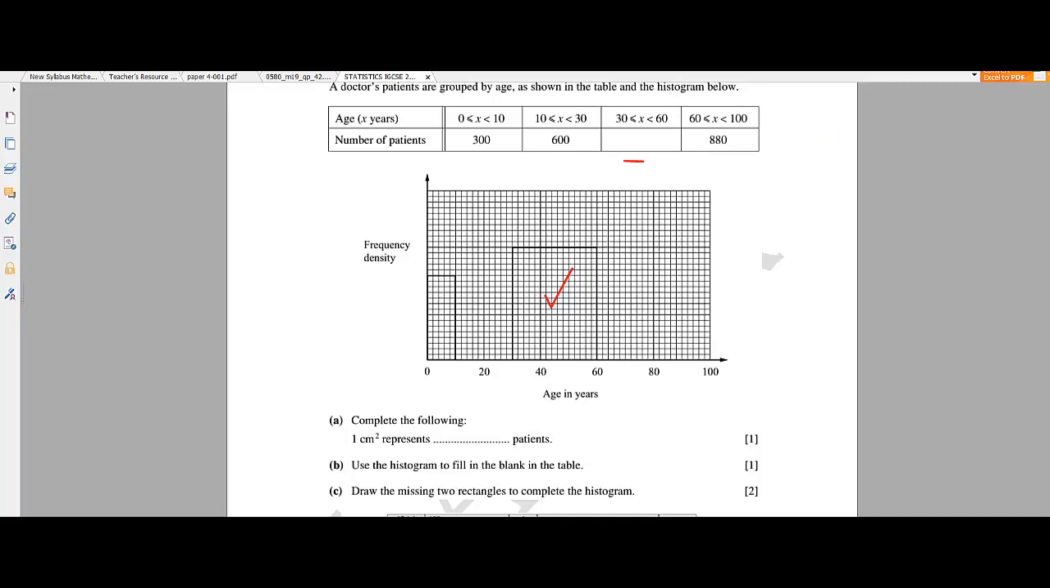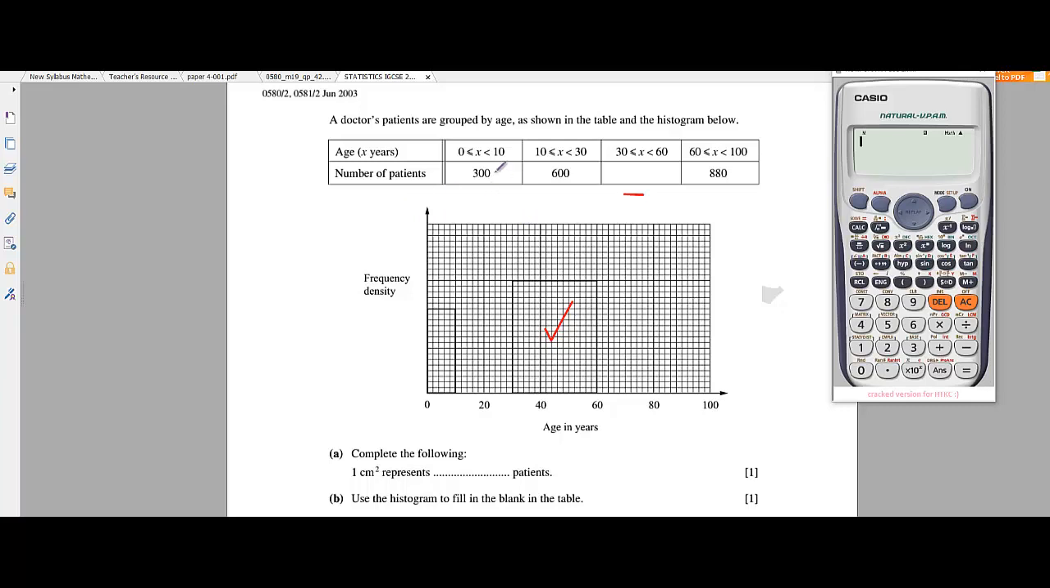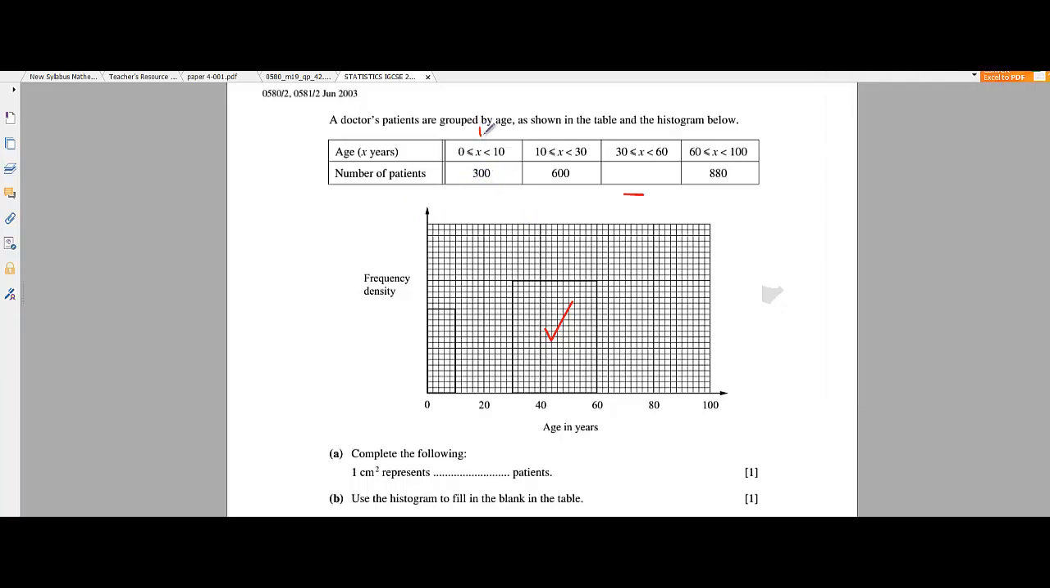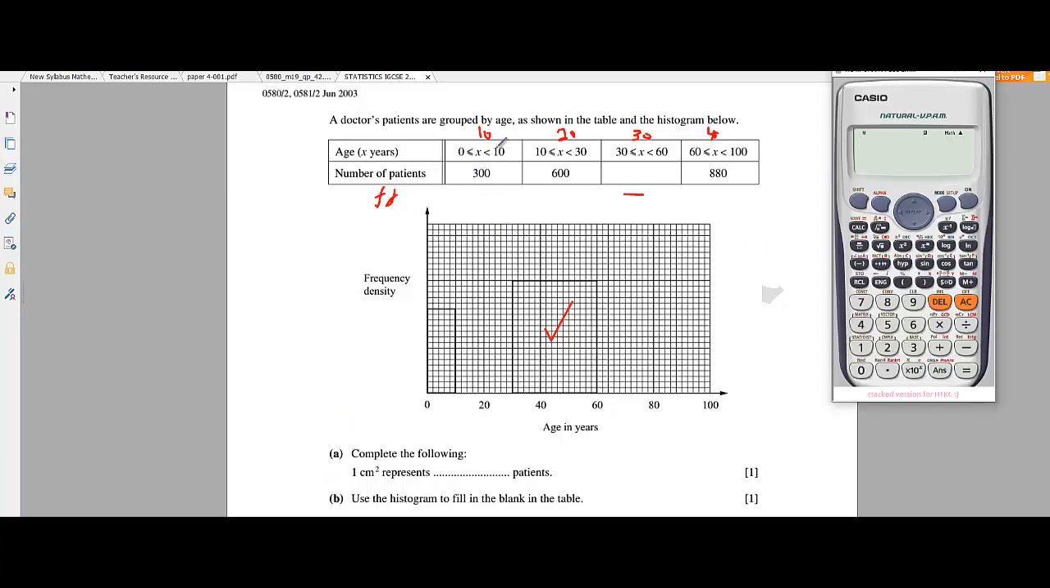And what is the frequency here? Oh, we don't know the frequency. We don't know the y-axis here. Look at the table. These are frequency divided by class width. What is class width here? Class width is 10 here, and class width is 20 here, and class width is 30 here, and class width is 40 here. And to find the frequency densities, you have to divide frequencies by class width.